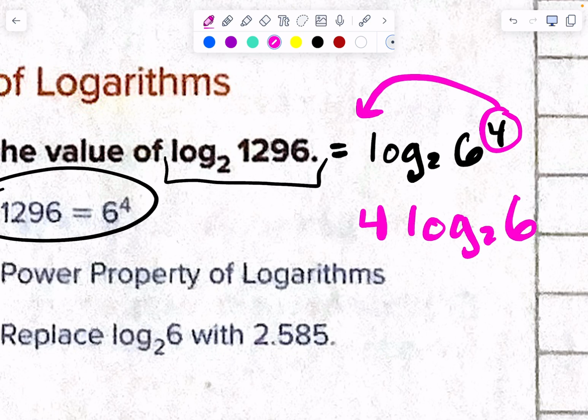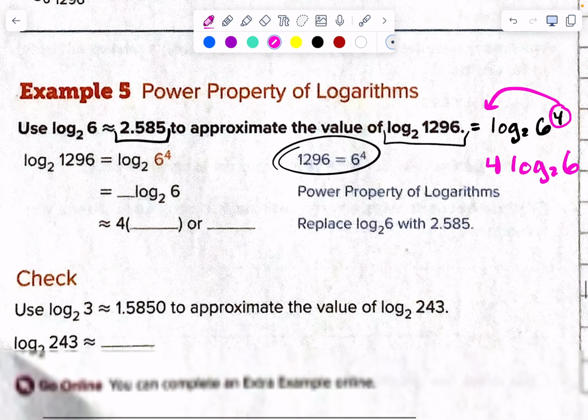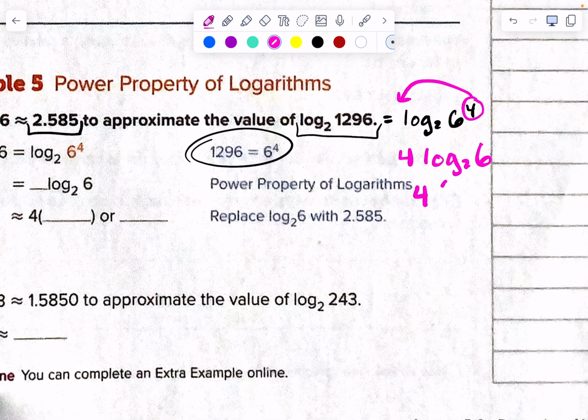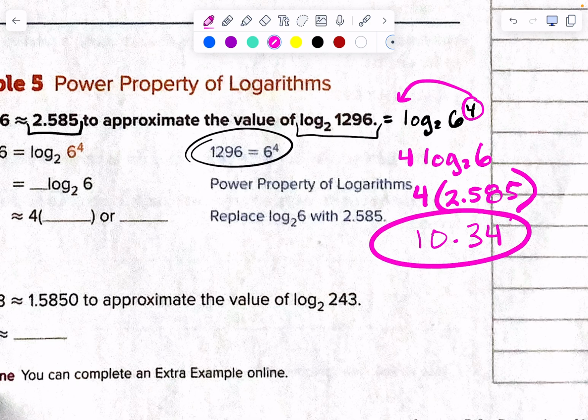Do we know what log base 2 of 6 is? That decimal number right there? Yeah. So take 4 times 2.585. It's going to be bigger than that. Yeah, it's 10 point something. 10.34? Okay. You were close. That was a good estimation. 10.34.